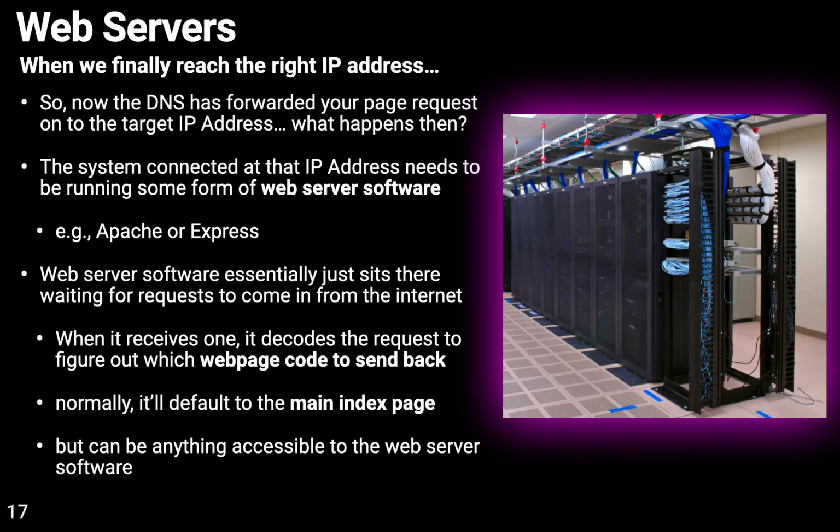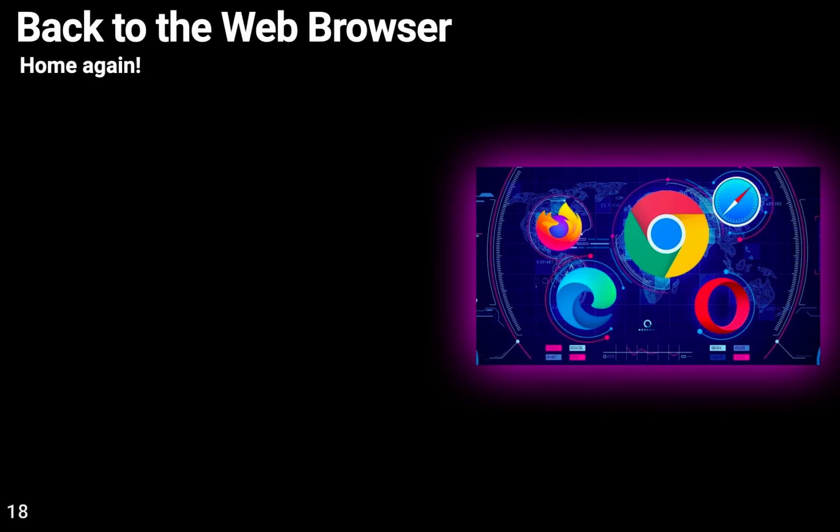By default it would be that main index page, but it can really be anything that the web server software has access to, right? Normally the web server will only have access to a certain subset of folders. We'll see that in some of the demos later. But now, let's say I have successfully asked for a page that it wants to make available to people making web requests. So now it sends it home, right?